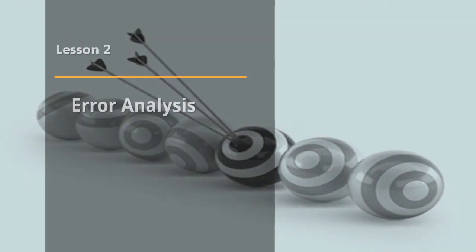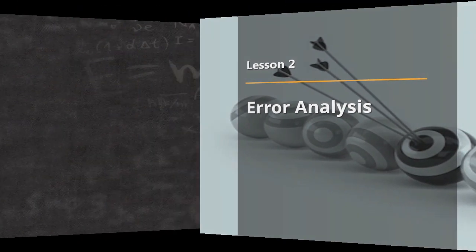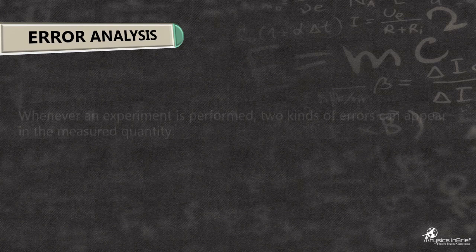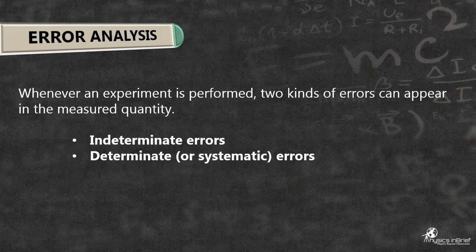Lesson number 2, Error Analysis. Whenever an experiment is performed, two kinds of errors can appear in the measured quantity. Number 1, indeterminate errors. Number 2, determinate, or systematic, errors.